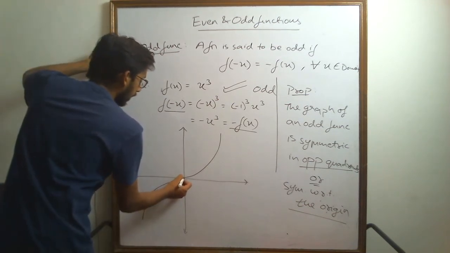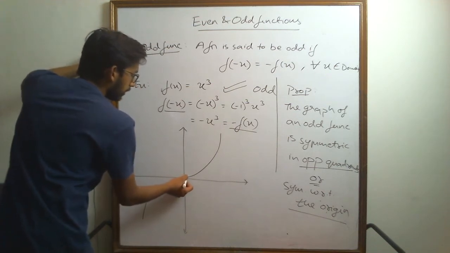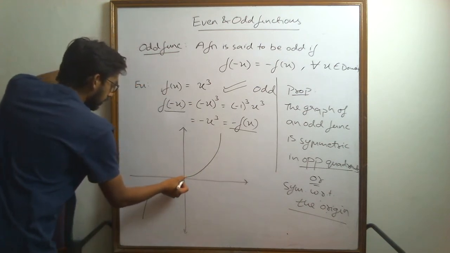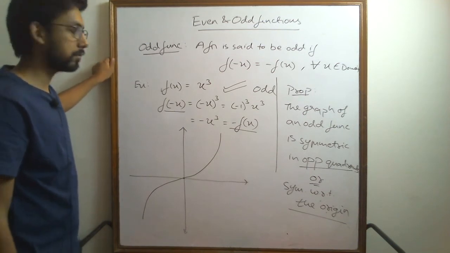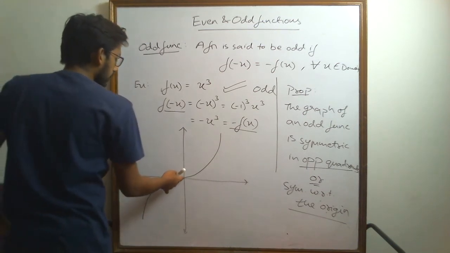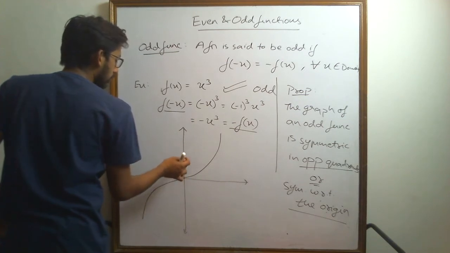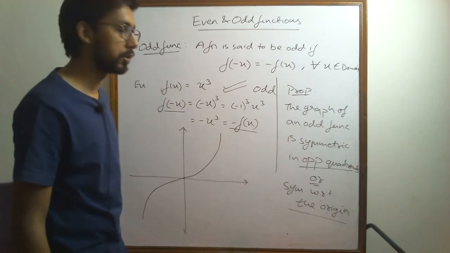If we look at the graph, we can see that just the graph in the first quadrant is like this. Exactly symmetric, the graph is in the third quadrant as well. So this can be said that this is symmetric with respect to the origin. The graph is symmetric with respect to the origin.